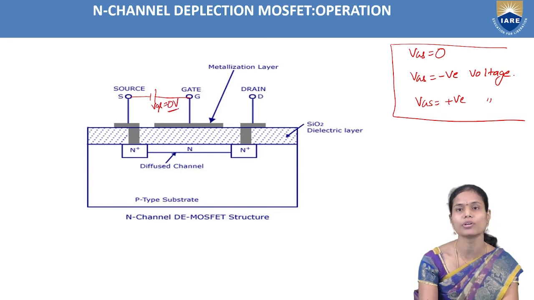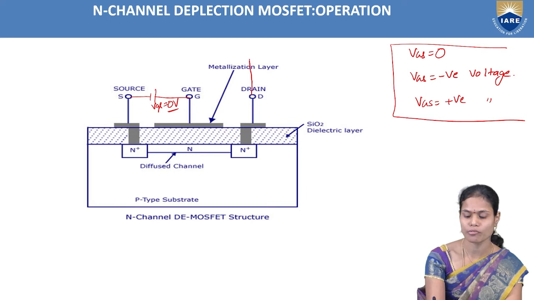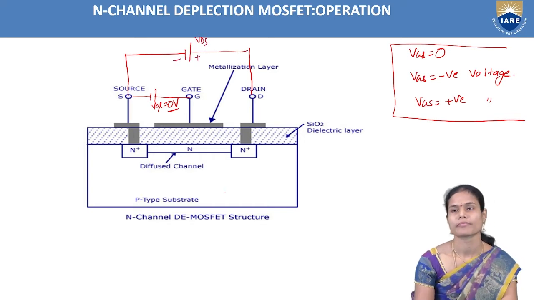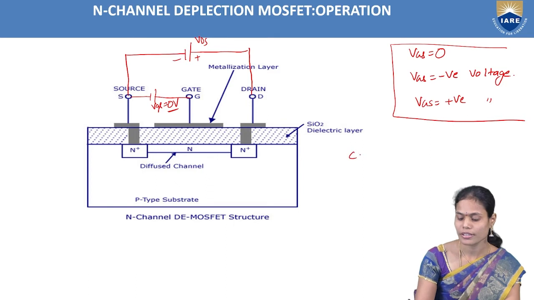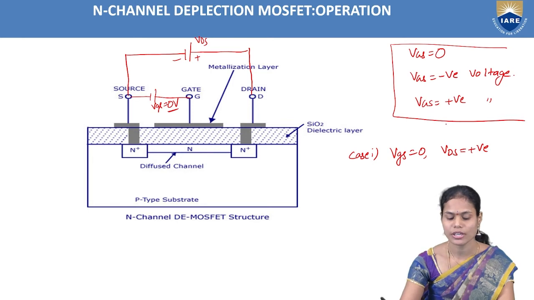We are not providing any voltage for VGS. But I am providing the voltage between the drain and source terminals, that is the VDS voltage. That is what we are taking as case 1. In that case, VGS is equal to 0 and VDS is a positive voltage we are applying. So in this case, what will happen?